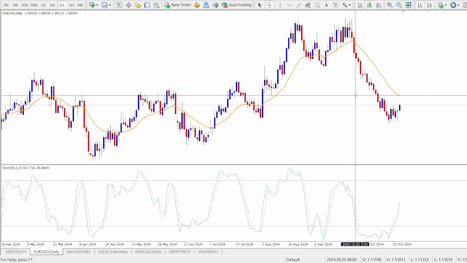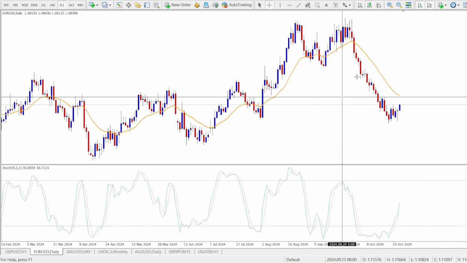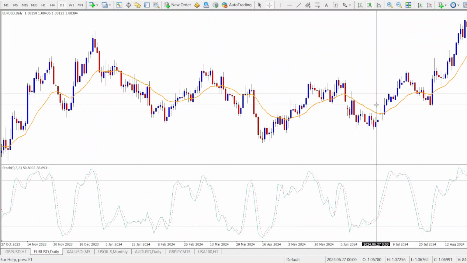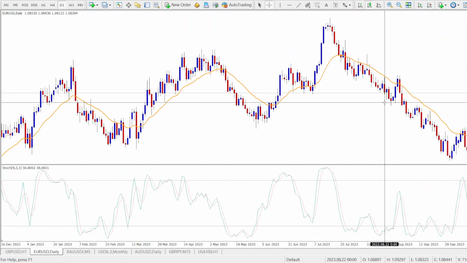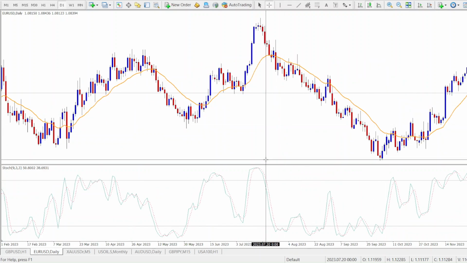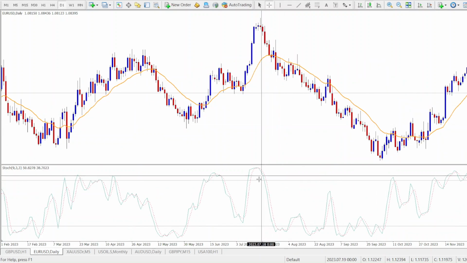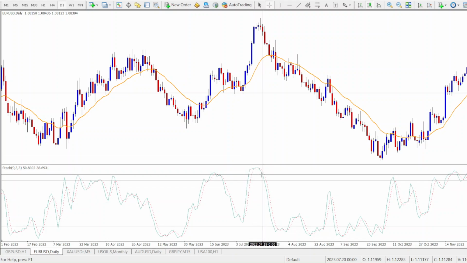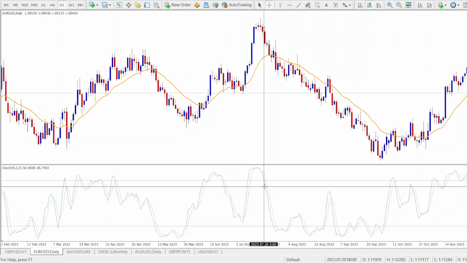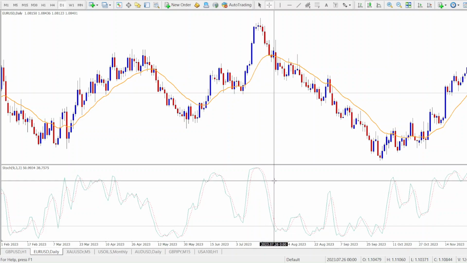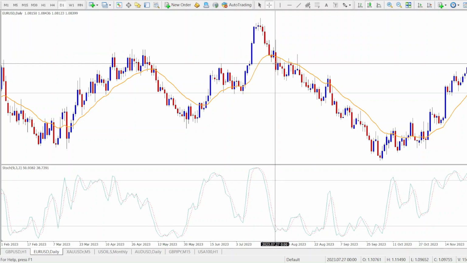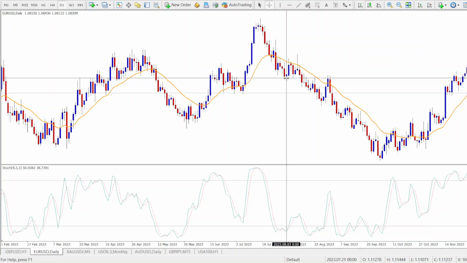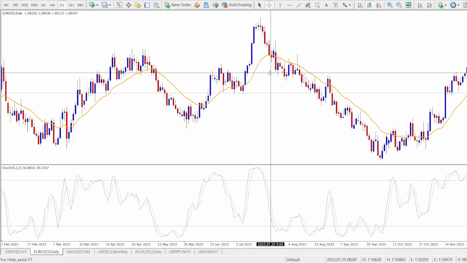Let us look at some other examples. So let's just look briefly at some examples. Now we can see that at this point, the stochastic oscillator was in the overbought territory and it was pointing downwards, cutting below the 80 level, and then the price of the assets also dropped below the moving average. So that would have been a good place to enter a sell.